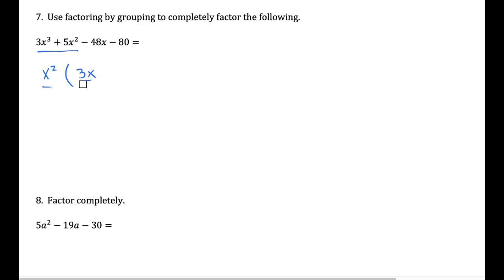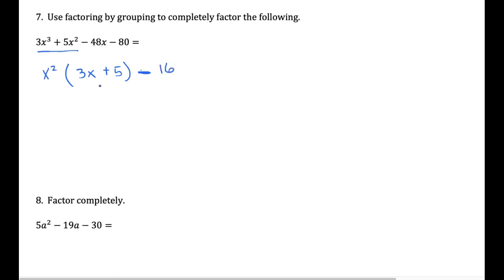All right, so now we'll look at the next term in the expression and see what factors out of the 5x squared. Well, if we factor out an x squared, we're left with a 5. Okay. On the next one, we want to factor out a minus. Okay, so a minus 1 basically comes out of this. And also it looks like 16 comes out of both of those.